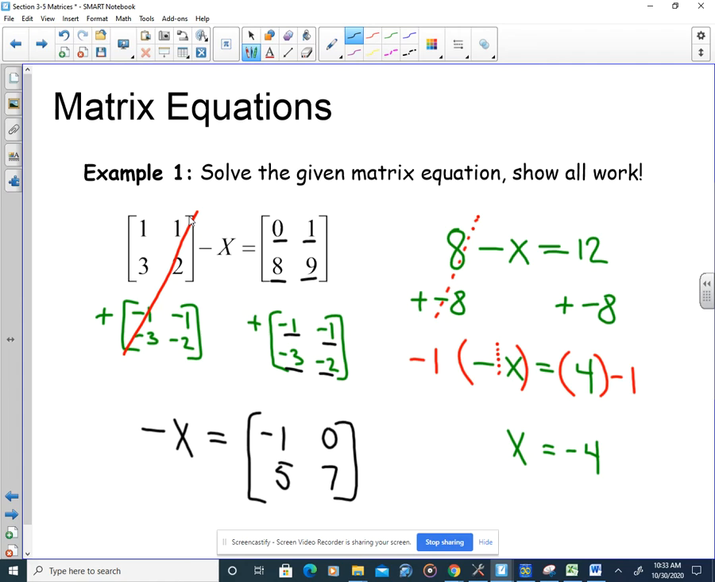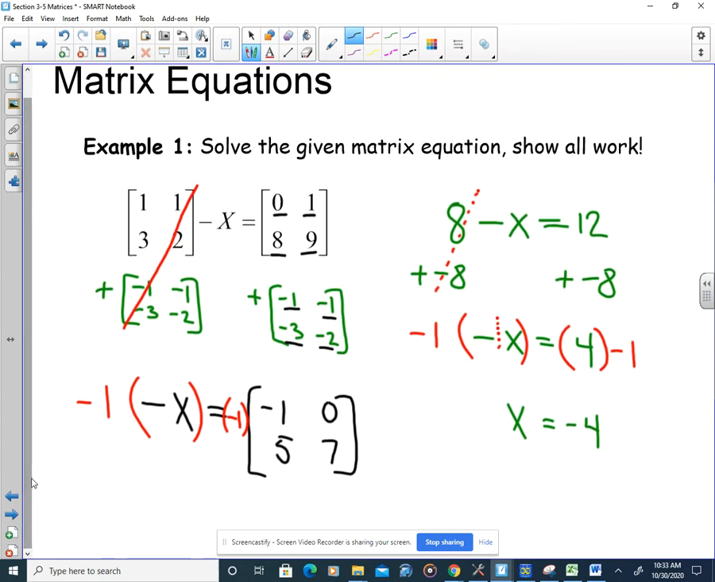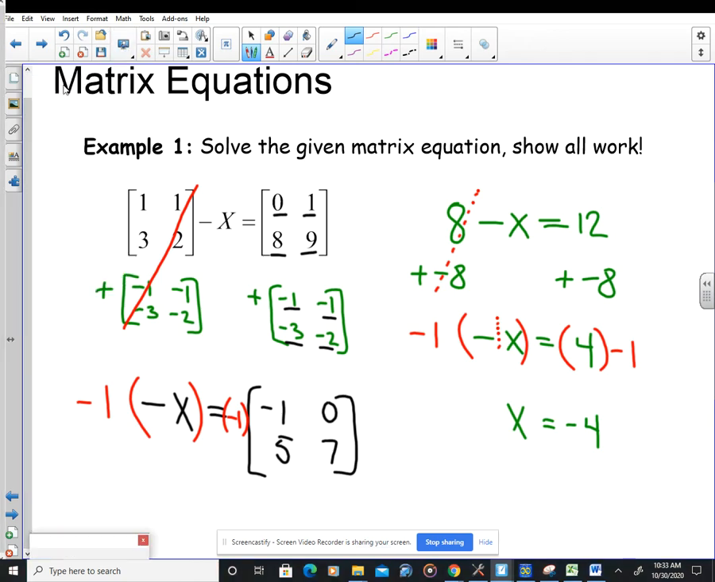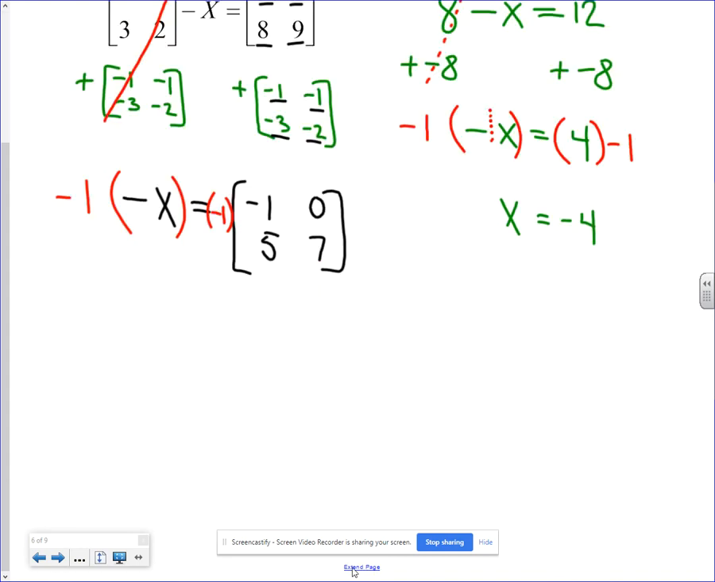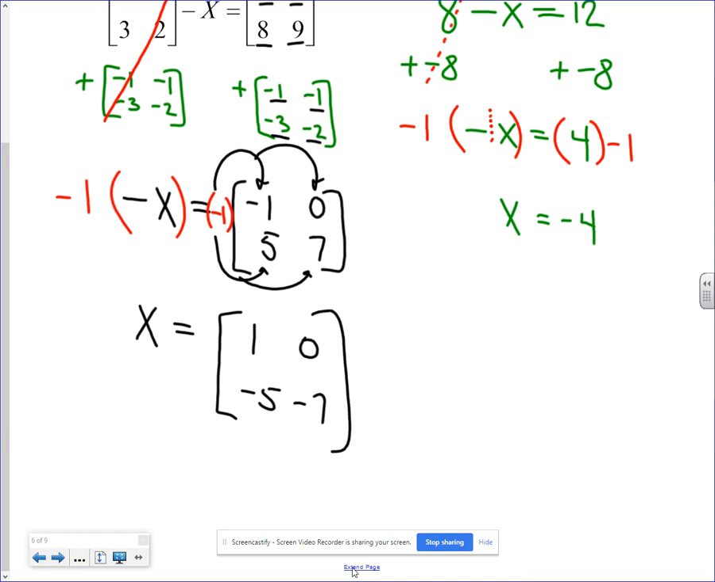Now I need to get rid of the negative sign on the x. How do we do it over there? We just multiply both sides by -1. So I'm using a scalar multiple here. On the left side, I just get x, and then I'm going to take -1 times each of the elements in my matrix. So x is equal to 1, 0, -5, -7. That's our answer.